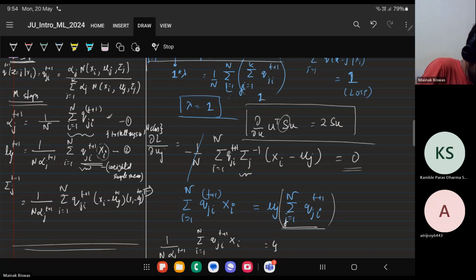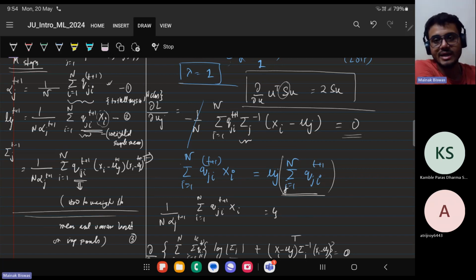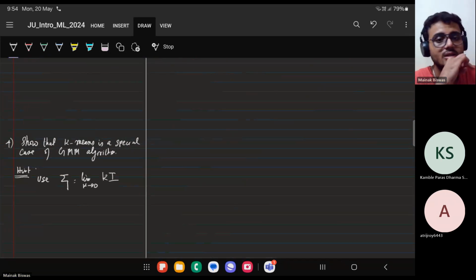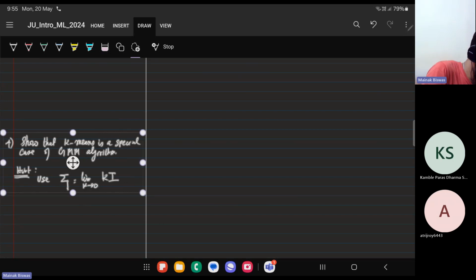So this completes your algorithm. This gives you how to weigh the means and variance based on important points. To conclude, before I go into the code of EM, I'll show you how to implement it. I'll conclude today by giving you an overall story. That is, I'll show you that k-means is nothing but a special case of the GMM algorithm. This is the last theoretical thing for this course.